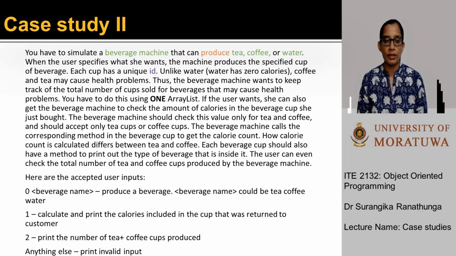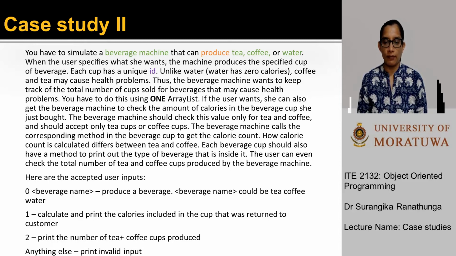Let's move into the second case study. Pause here for a minute and read this given description. Basically we have two main object types here. One is the beverage machine, the other is the beverage type. The beverage type can be either tea, coffee or water. And we can easily identify an interaction between these objects. That means the beverage machine produces the beverage.